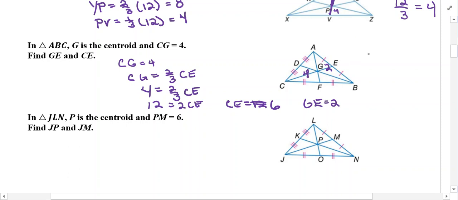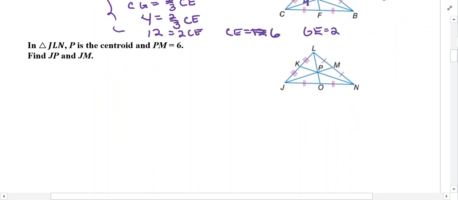Another way to think about this is you know that CG is 2/3. So if you divide 4 by 2, you would get that 2 equals 1/3, which is an easier way than doing it with the equations.